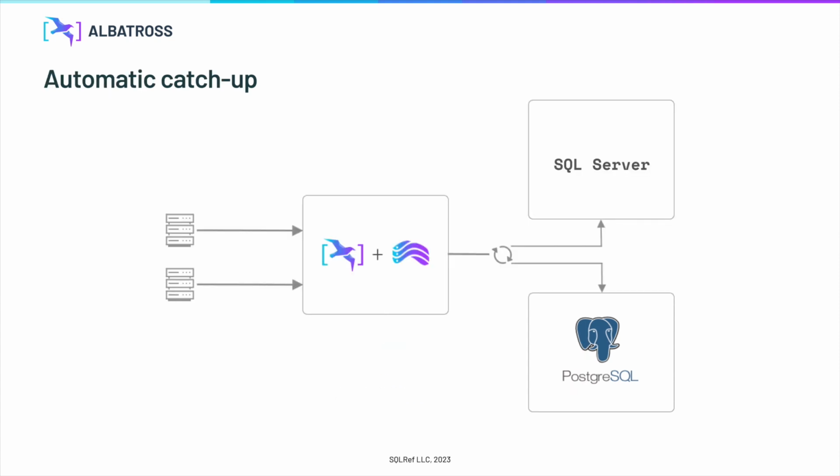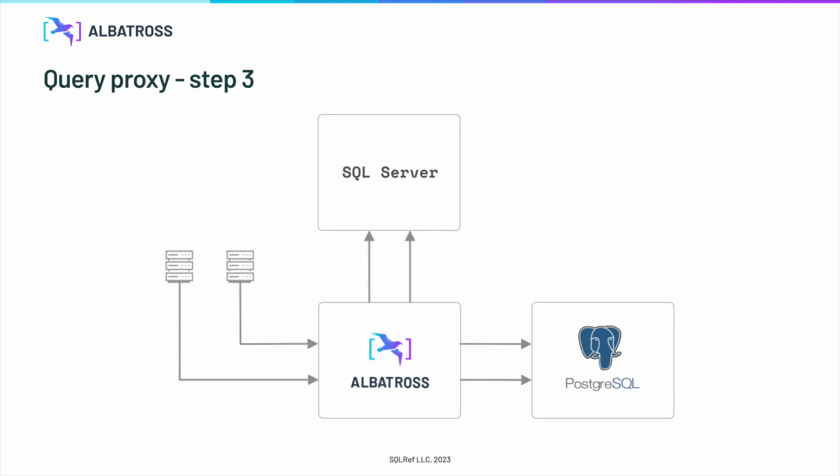Once all of your clients are pointing at Albatross's proxy endpoint, the process of automatically catching up Postgres to SQL Server begins. This catch-up process uses a specialized version of our original product's technology, SQL Pipe. It uses a creative combination of transactions and concurrency control to ensure that your databases are exactly equal at the end of the process. Once the catch-up is complete, Albatross begins sending all incoming queries to both databases.